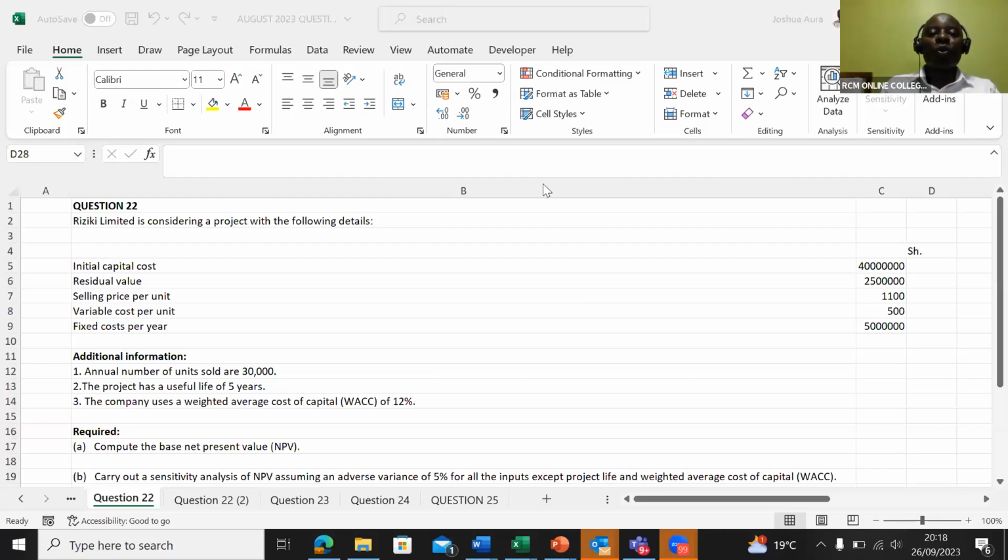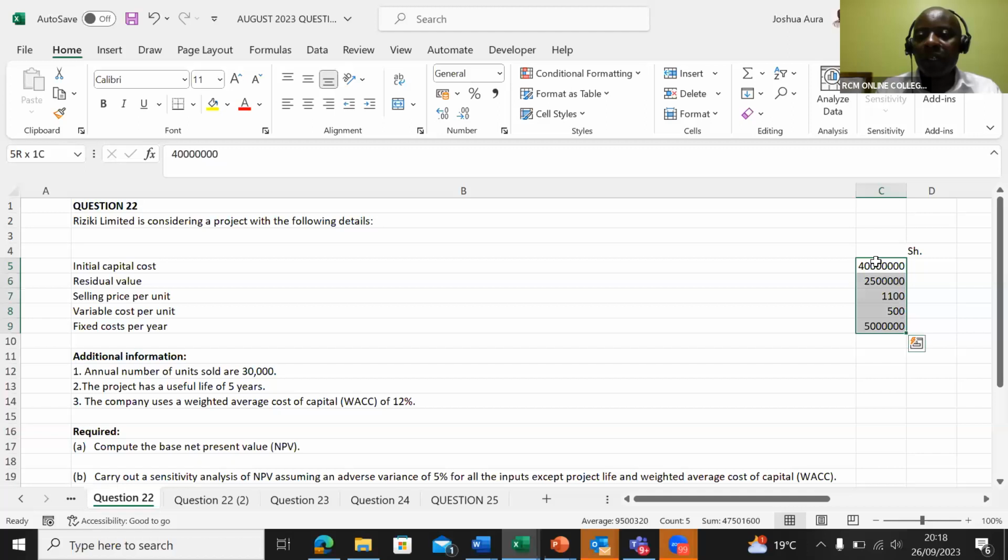Okay. So we are told here, Riziki Limited is considering a project with the following details. We have initial capital of 40 million. We have residual value of 2.5 million, selling price there of 1,100, variable cost of 500, and then we have fixed cost per year of 5 million.